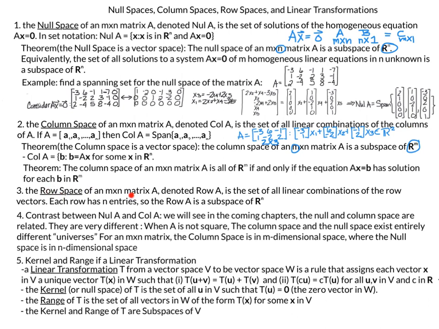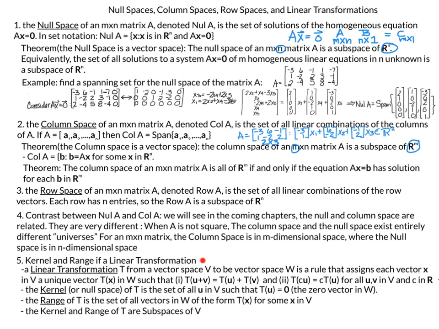We also have the row space of an m by n matrix, which is the set of all linear combinations of the row vectors. We have a theorem that says the row space of A is a subspace of Rn. The most important contrast between the null space of A and the column space of A is the spaces they exist in. They're two different universes, and it's important you know that, otherwise, if you don't even know what universe you're in, it seems like you're terribly lost. So hopefully this makes sense to you.